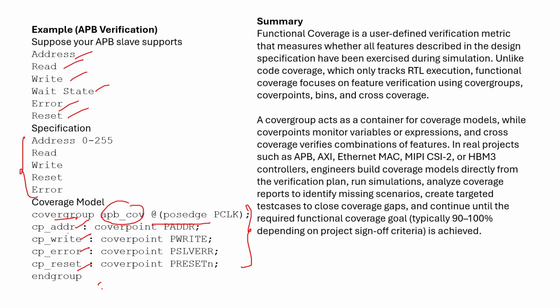And also you need to write cp for wait state. Okay, and then cp cover point for another condition. What is that? Reset is there, error is there, read is there, and then reading is not there. Then read also we need to write. Clear? So in this way the cover group we are modeling here.